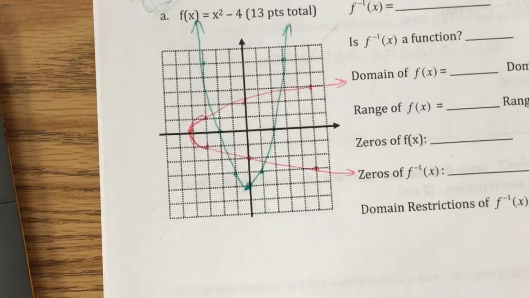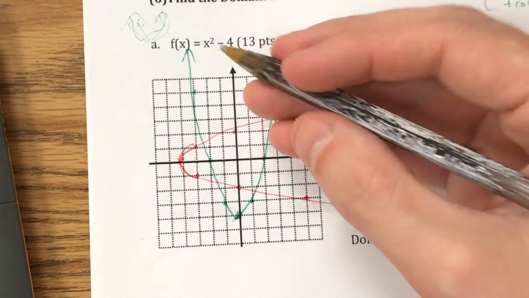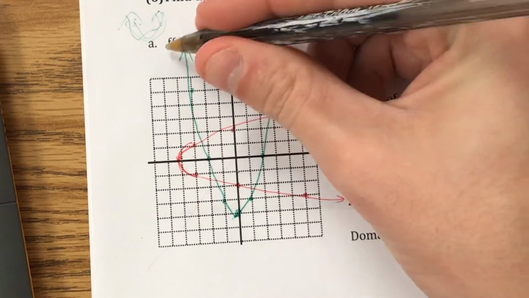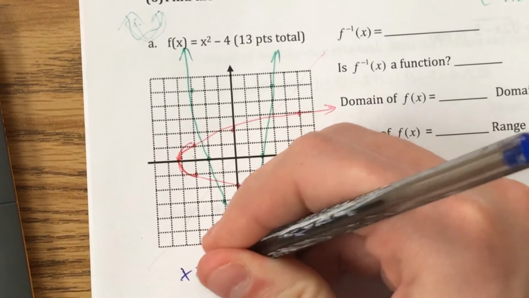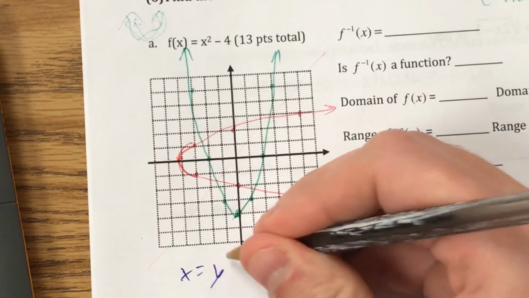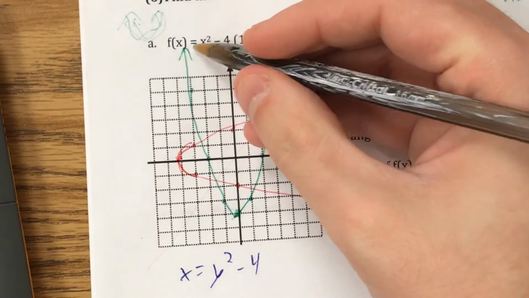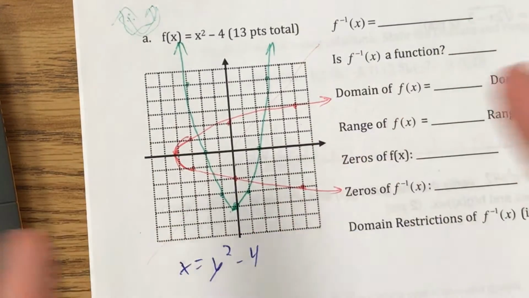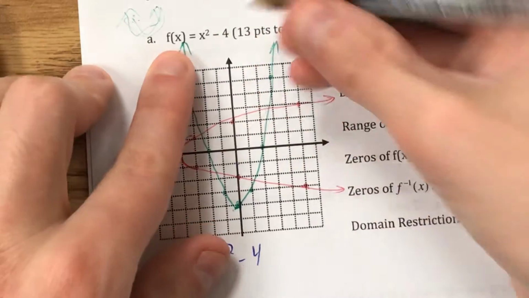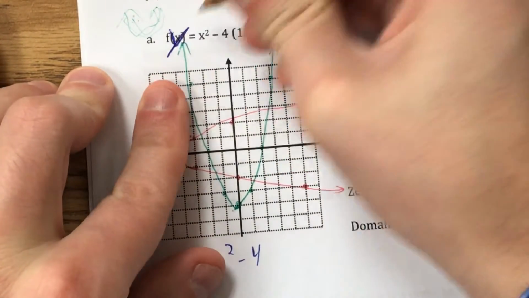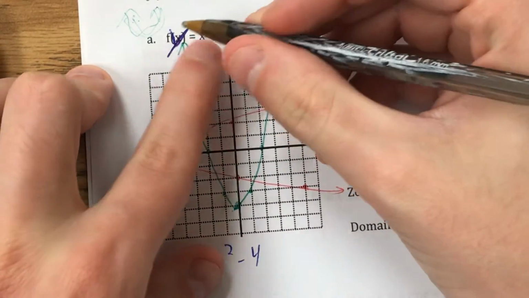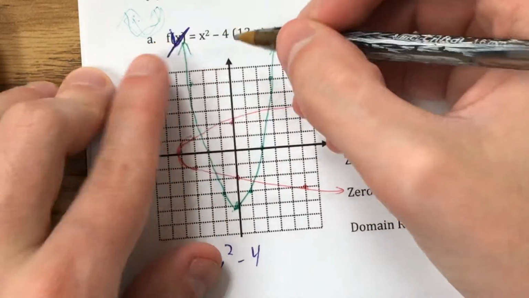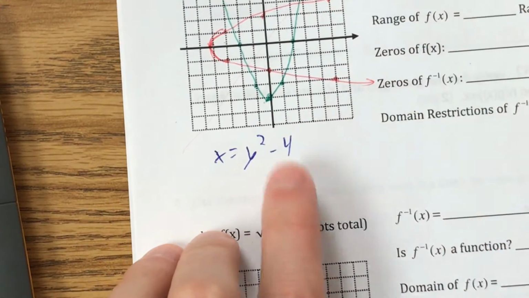To solve the equation, though, which is what we have to do there, what you do is instead of f of x, you write x, and instead of x, you write y. So you would get x equals y squared minus 4. You're switching the x and the y, just like you did with ordered pairs, but this time, f of x is the same thing as y. And then you would solve for y.